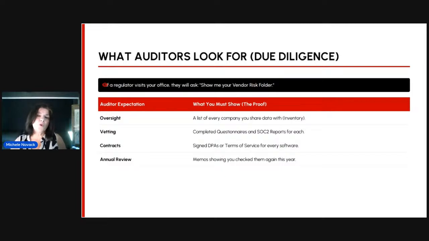Let's take a look at what auditors look for, right? Again, due diligence. Auditors don't want to hear, I think we're safe. They want to see the receipts that you're safe. Due diligence is a legal term, meaning you did your homework. You validated what you said you were going to do.